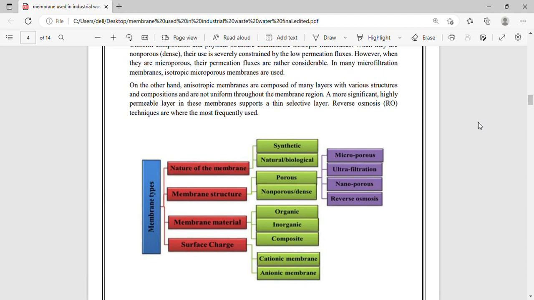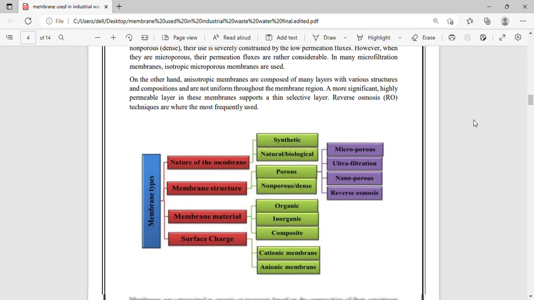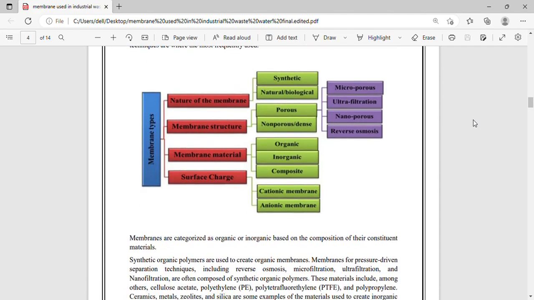On the other hand, anisotropic membranes are composed of many layers with various structures and compositions and are not uniform throughout the membrane region. A more significant, highly permeable layer in these membranes supports a thin film layer. They are most frequently used in reverse osmosis techniques. Here is a sketch of the types of different membranes.